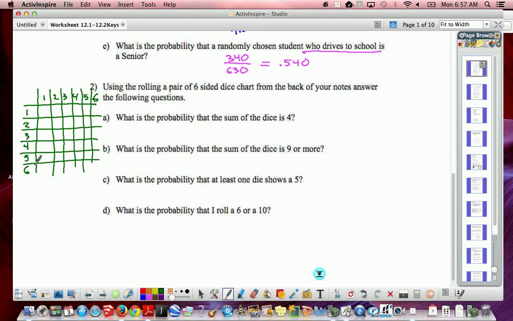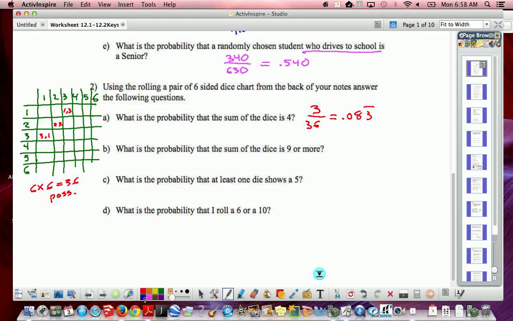So on the first one, it says, what is the probability that the sum of the dice is a 4? Well, if you look on your chart, this 3 and 1 is a 4, this 2 and 2 is a 4, and this 1 and a 3 sum up to a 4. So there's a total of 3 of them. We know by this chart it's 6 by 6, so that means there's 36 possibilities. So 3 out of 36 as a decimal reduces to 0.083 with the 3 repeating.